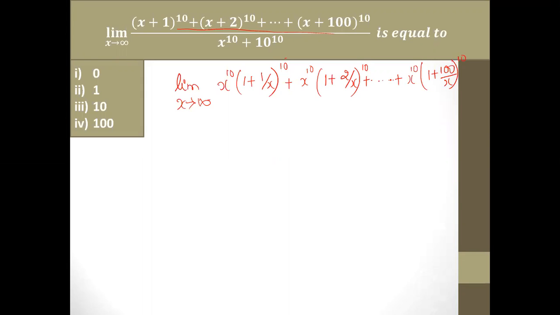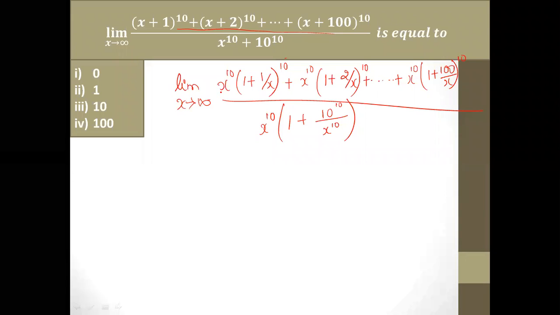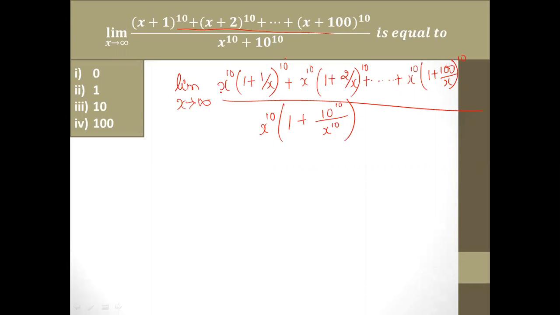to the power 10, divided by, in the denominator also you take x power 10 common. So if you take x power 10 common, I will get 1 plus 10 power 10 by x power 10. Now if you carefully observe each term in the numerator, x power 10 is common in each of them, correct? Now take x power 10 common from all the 100 terms, take it out and put it outside.